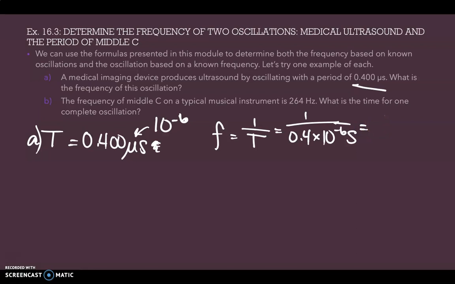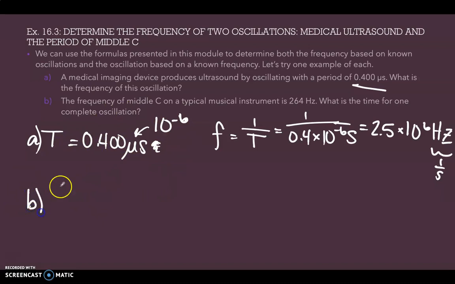So my frequency, if we use a calculator, 1 over 0.4 times 10 to the negative 6, is going to be 2.5 times 10 to the 6. And this is in hertz, or we can say 1 over seconds, same thing. So that is part A.